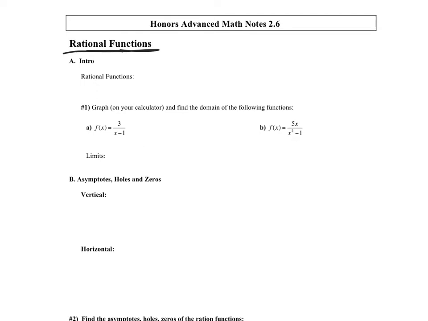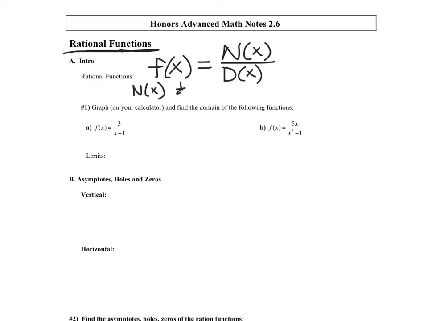Well, a rational function is a function, f of x, and basically it has a numerator, which we call n of x, and a denominator, d of x. And n of x and d of x, both of those, they are both polynomials. So you've seen these before because we've found the domain and range of them. We've also found their asymptotes too by looking at them on the graph on our calculator.